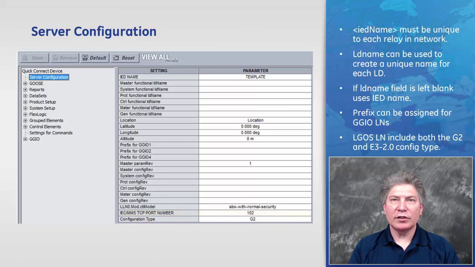Now, the last one is the configuration type. The choices are either G2 or E3-2.0. E3 is unique to the Spanish electricity company, so they can comply to the standard using 61850 Edition 1 standards. Without going into a lot of details, the difference between the two is that there are some data objects in the LGOS logical node that are unique to each configuration type. So what we're doing is both types of LGOS logical nodes are included in the ICD files when the settings are being saved.